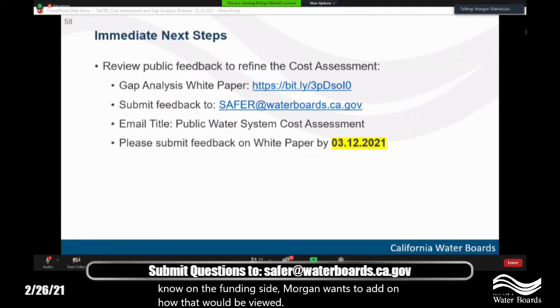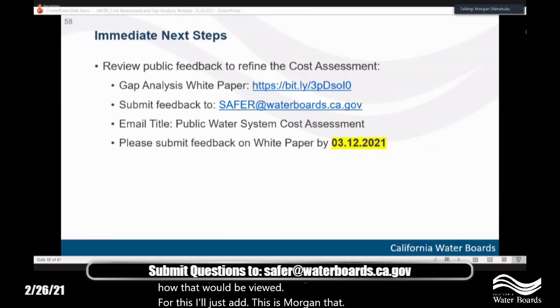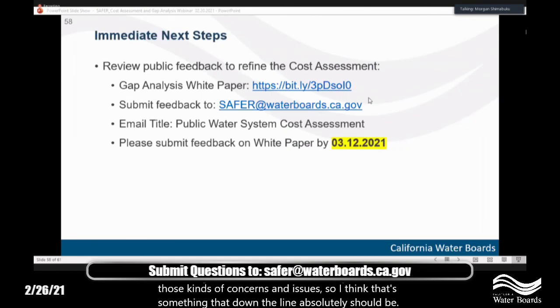For this, I'll just add, this is Morgan, that this gap analysis is not planning to explicitly incorporate that, but I think it's a really good point, and I hope that future iterations of this process can do a better job of incorporating those kinds of concerns and issues. So I think that's something that down the line absolutely should be incorporated. But yeah, unfortunately this year we didn't have the data to do a good job of incorporating that.